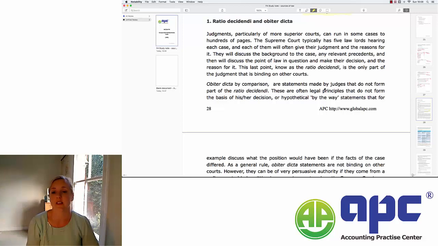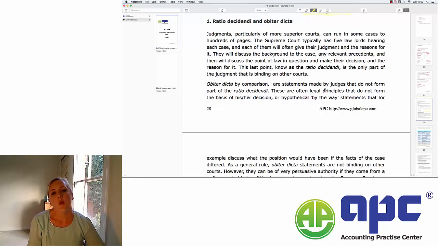There's not an awful lot of Latin in this course, but you do need to learn ratio decidendi and obiter dicta. So what's the difference between the two? Well, if you ever get the opportunity to read a judgment, particularly of a higher court such as the Supreme Court or the Court of Appeal, you'll see that in a lot of cases, these judgments are very wordy. They run to sometimes hundreds of pages, and that is because each of the judges in turn, and there could be three, there could be five, will take their opportunity to give the reason for their decision. They'll discuss the facts of the case, they'll look at previous case law and put it into the context of the facts in front of them.